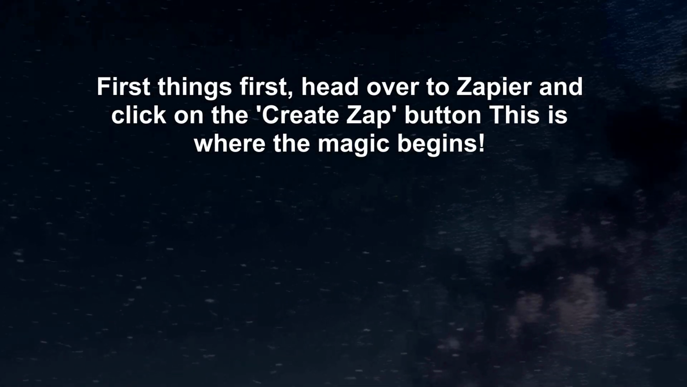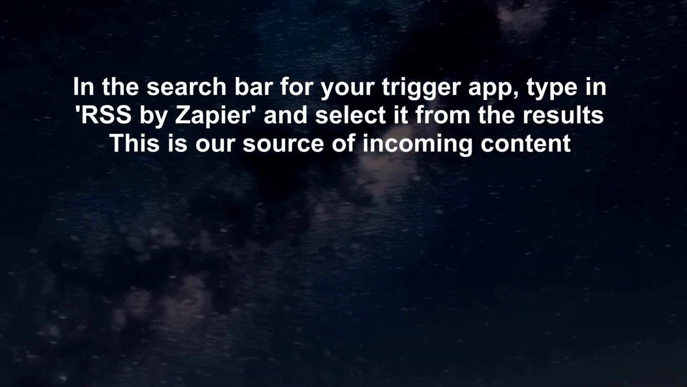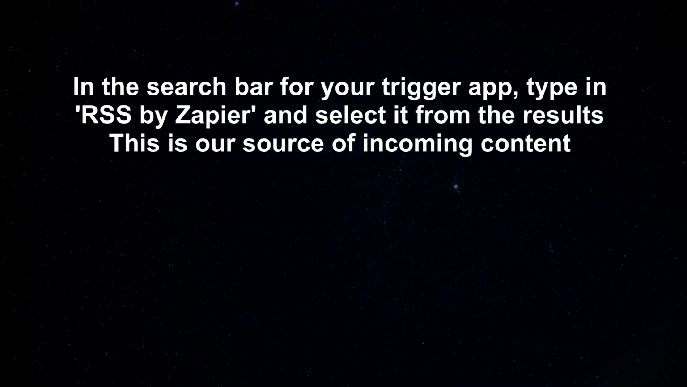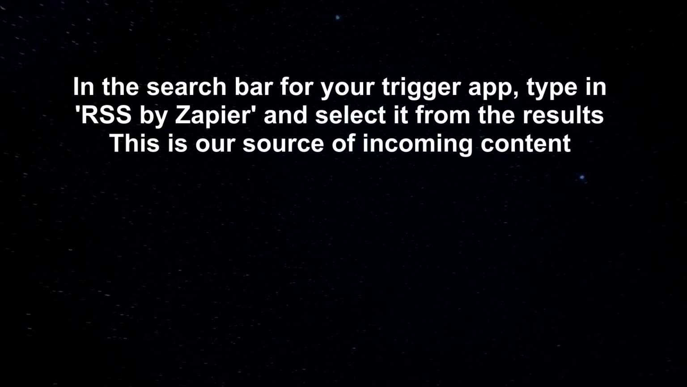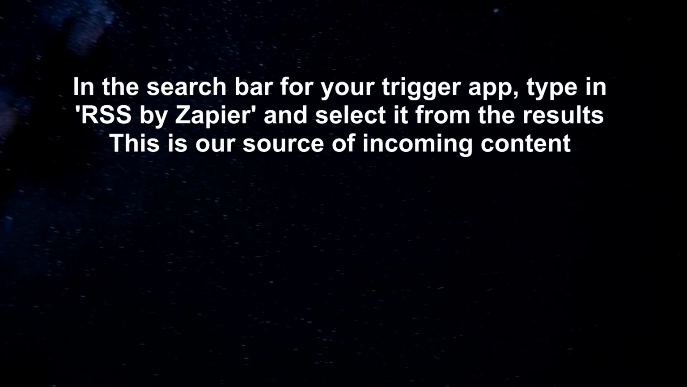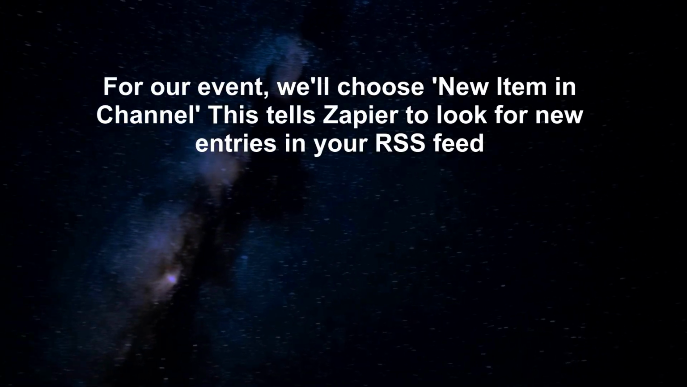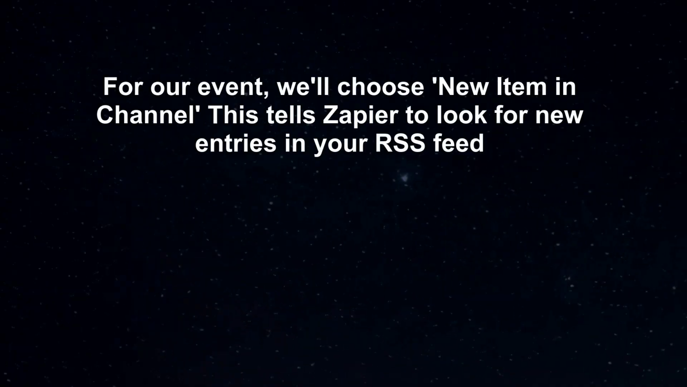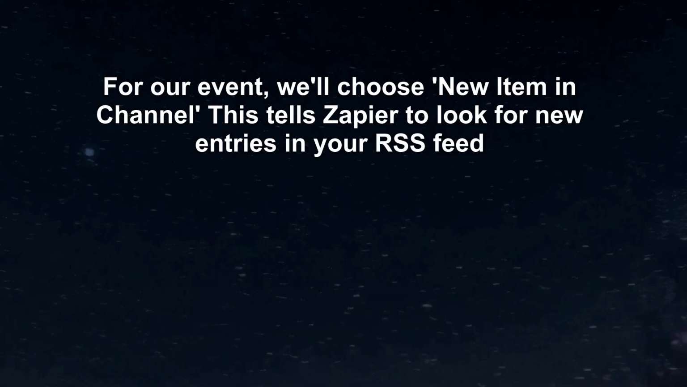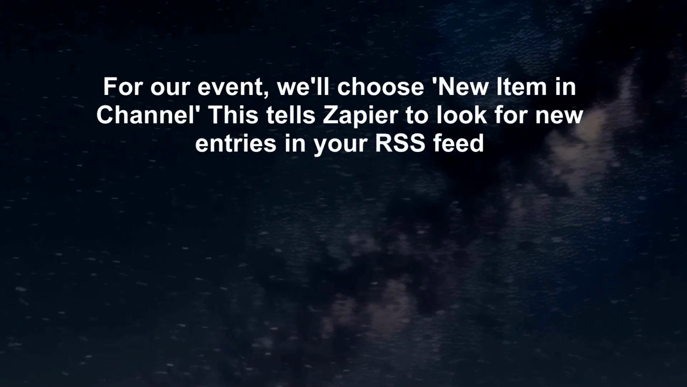This is where the magic begins. In the search bar for your trigger app, type in RSS by Zapier and select it from the results. This is our source of incoming content. For our event, we'll choose New Item in Channel. This tells Zapier to look for new entries in your RSS feed.